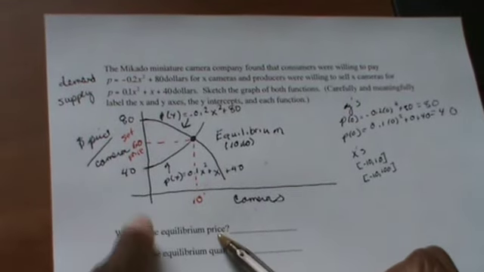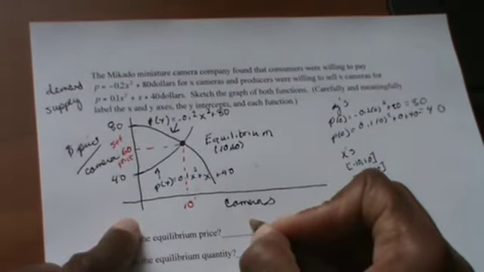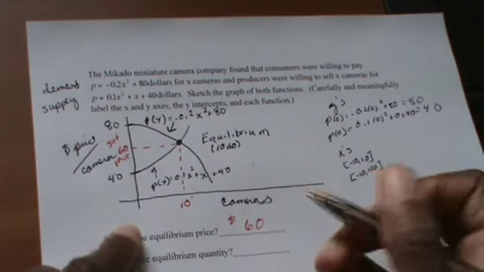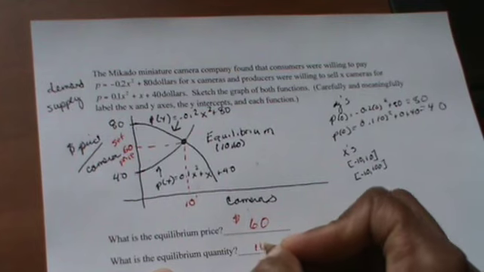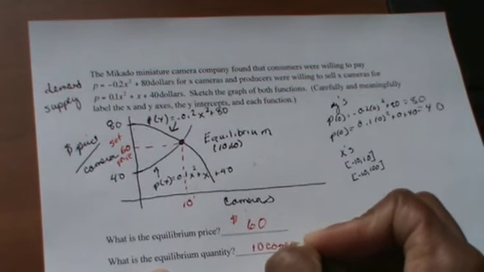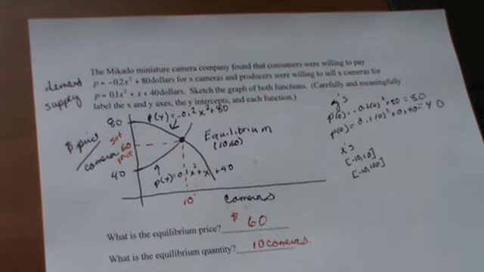It says, what's the equilibrium price? Here's your prices over here, $60. Make sure your units are on point. And what's the equilibrium quantity? And this is 10 cameras. All right, so that's good.